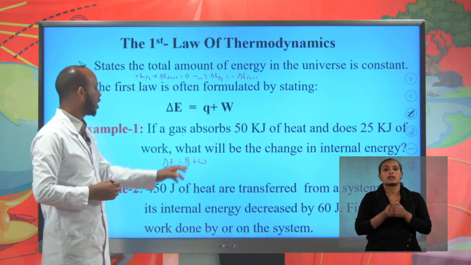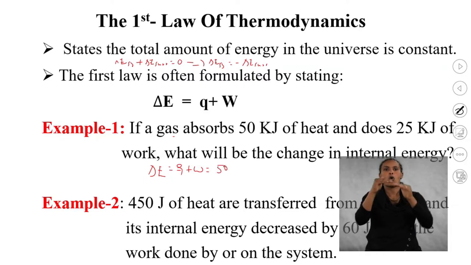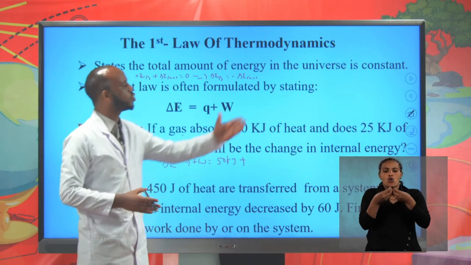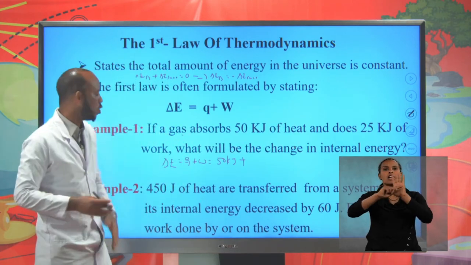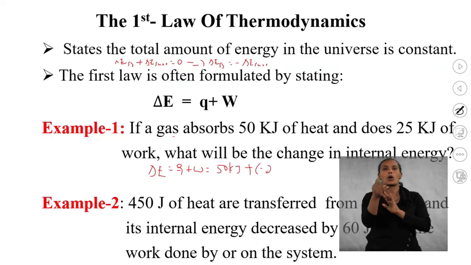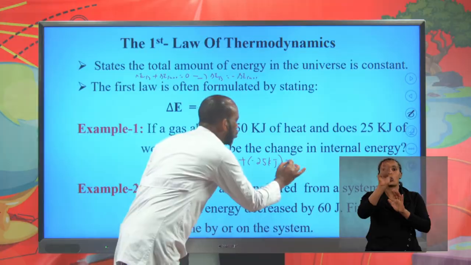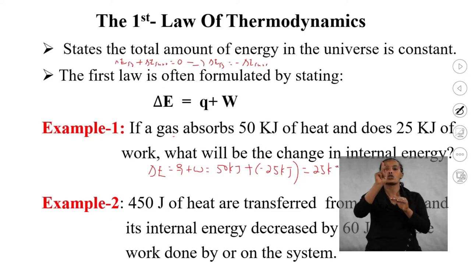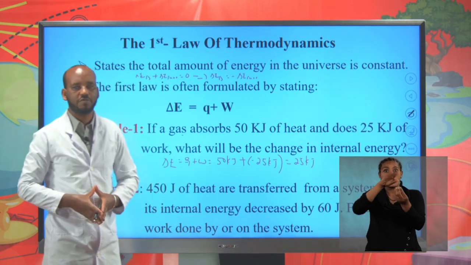The sign of Q is positive, plus 50 kilojoules. Now the system loses energy as work. Therefore, W is minus 25 kilojoules. 50 kilojoules minus 25 kilojoules equals 25 kilojoules. The internal energy of the system increased by 25 kilojoules.